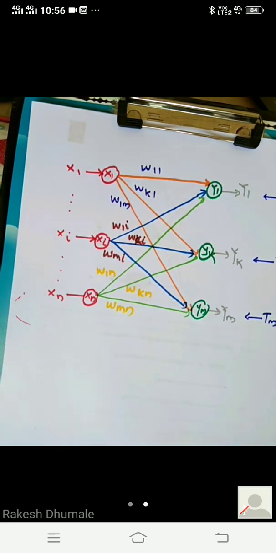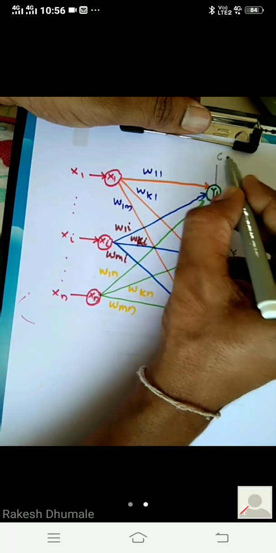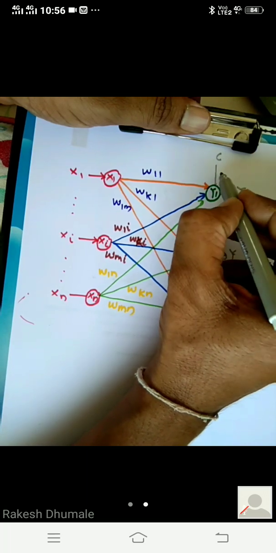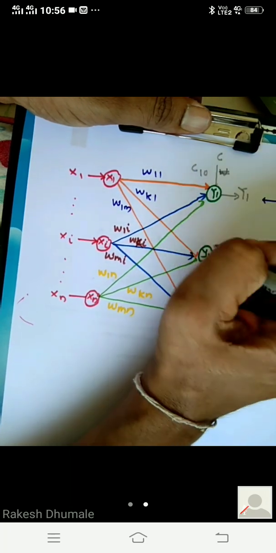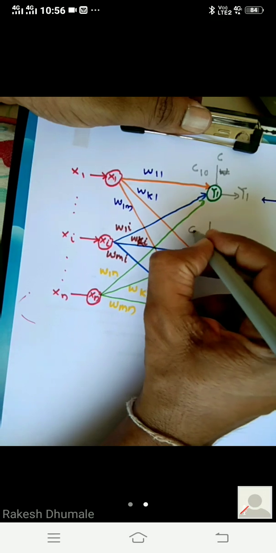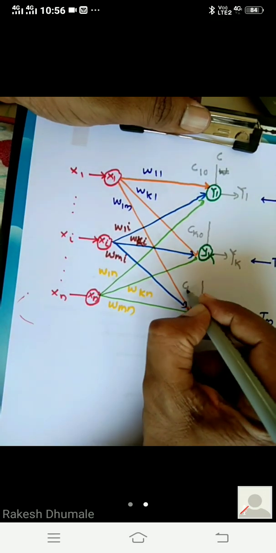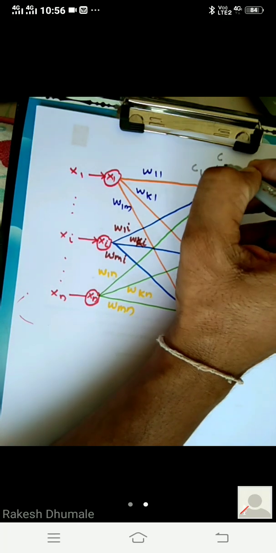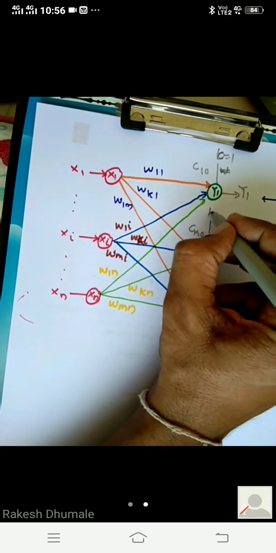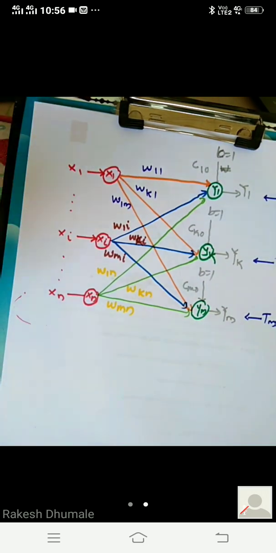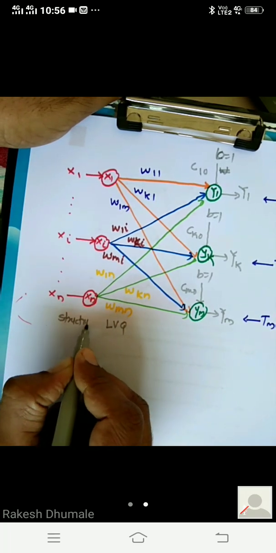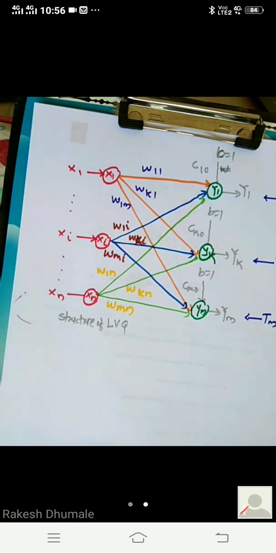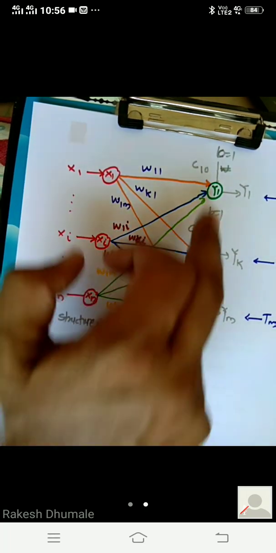Then there is one more input which is called the bias. Now here I will show this bias. Bias here is C, related with 1. So I'll write here the weights C10, similarly CK0, and this is CM0. The value of this bias input is nothing but 1. So this is the structure of LVQ, having input nodes, output nodes, and these are the connections.